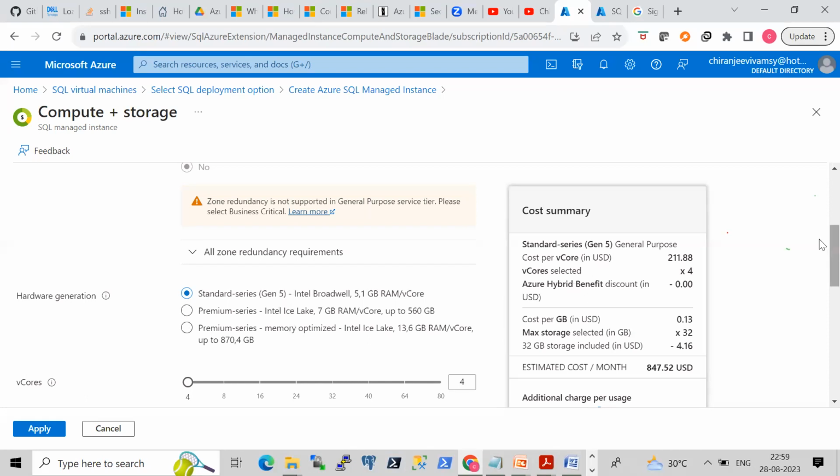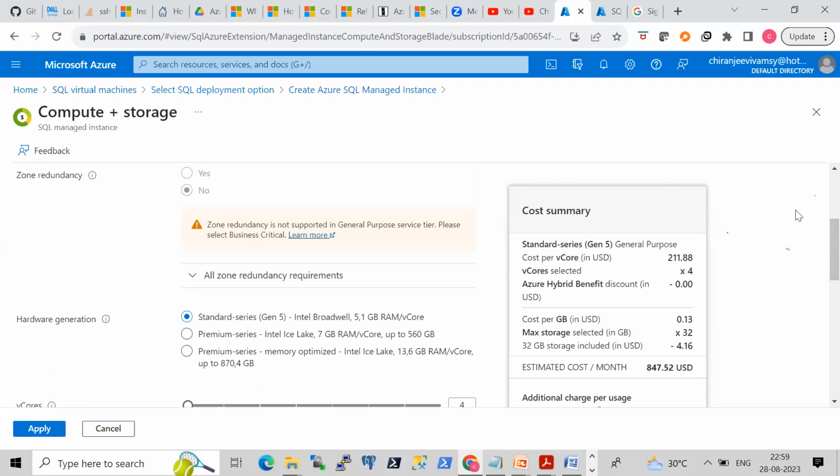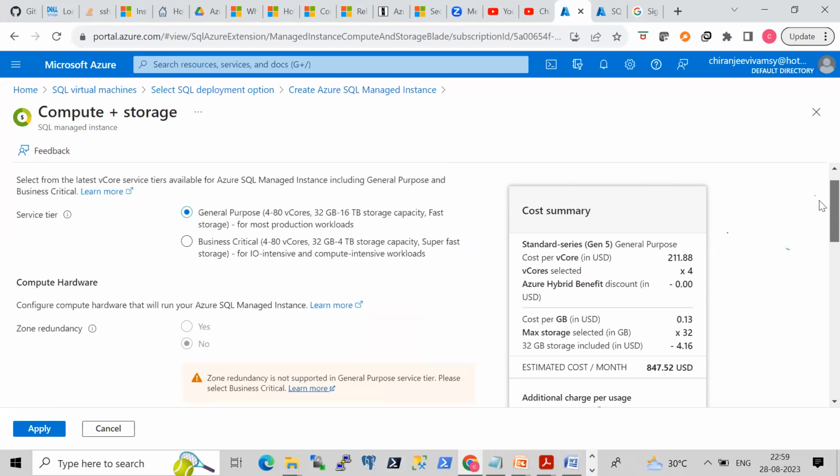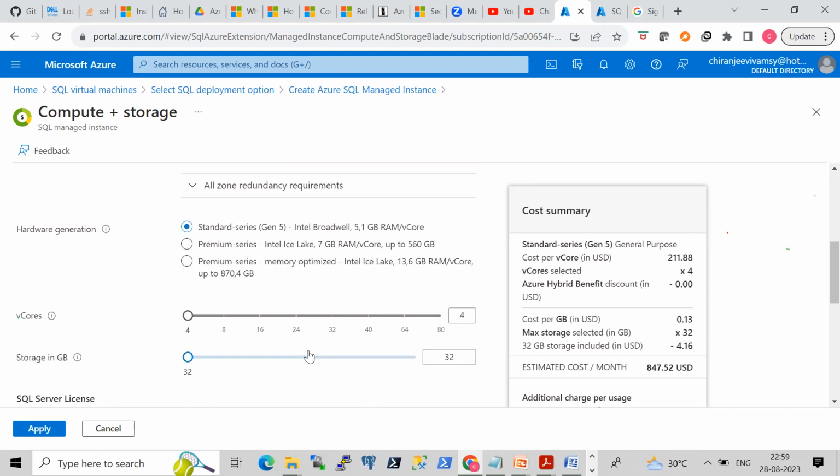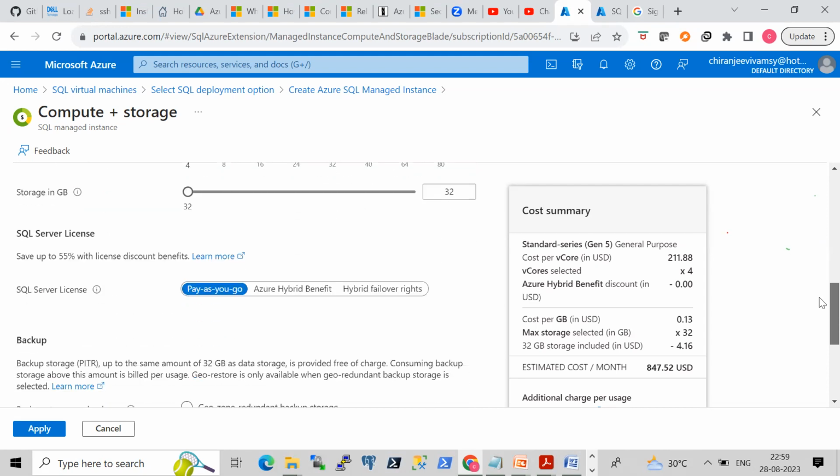Now there is one more thing that you have to remember. What is the RAM? I am choosing the CPU cores, that's fine. I'm choosing the storage capacity, how much storage I need. What about the RAM? It depends upon your vCores. If you choose generation 5, it will be 4 into 5.1, so it will be 20.4 GB of RAM.